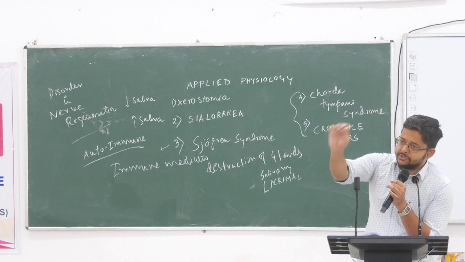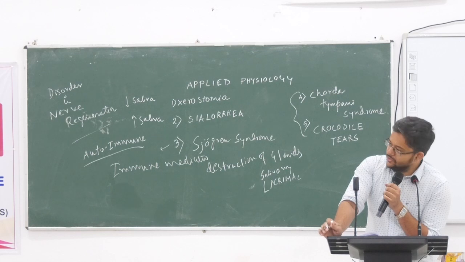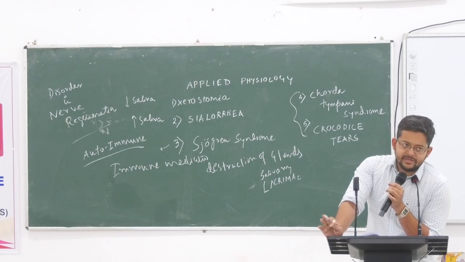What is facial nerve? To these questions, those who do not know are at least smiling. That smile also happens due to facial nerve. So what is this? This is the 7th cranial nerve basically.